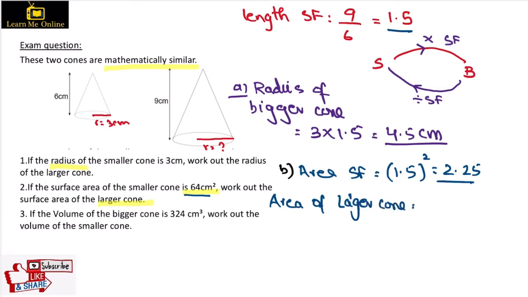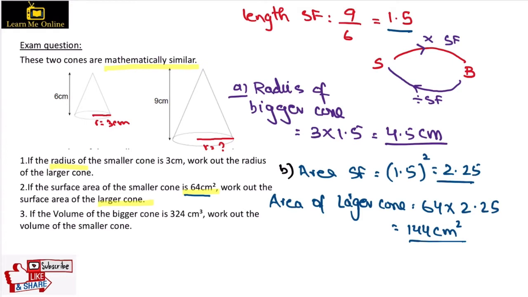So you do that: the area of the smaller cone is 64, and you times by the area scale factor, which is 2.25. So to find out the area of the larger cone, when you multiply them together, you will come out with 144, and the unit would be centimeter square.